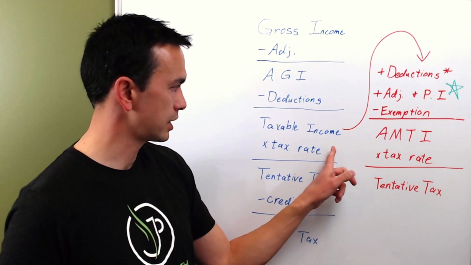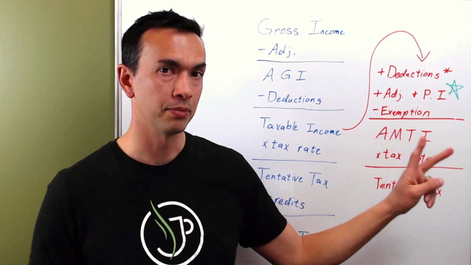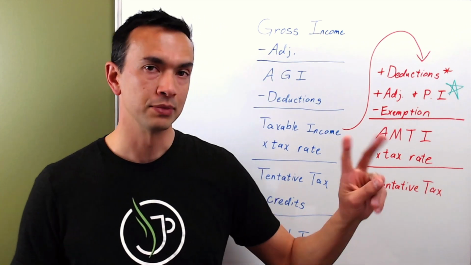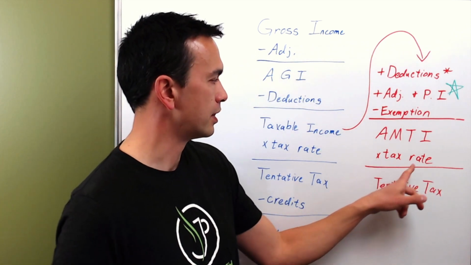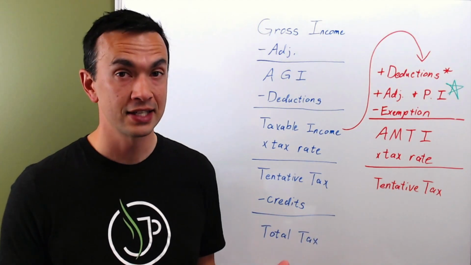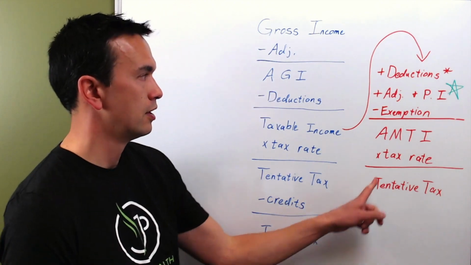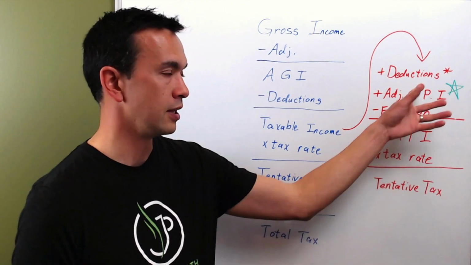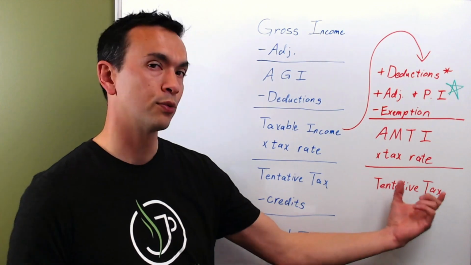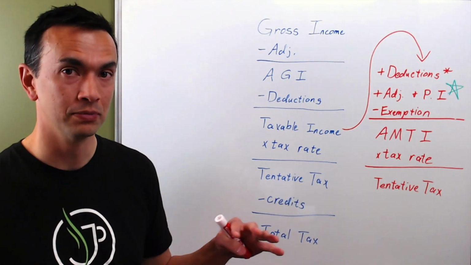And so similar to here, this is where you do the math again, and you multiply it by the tax rates here, although for AMT there are just 2 tax rates, and then that will give you another number for tentative tax. So then the last thing that you do is you compare your tentative tax on your regular return against your tentative tax in the AMT system, and whichever one is the higher one is the one that you're going to pay. Let's walk through this with our example.